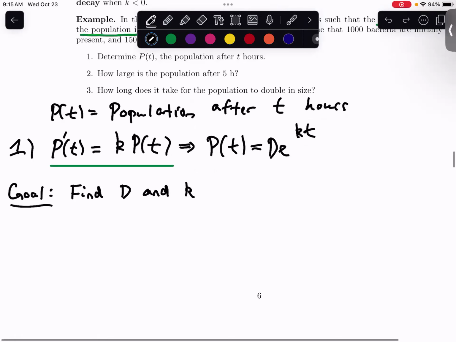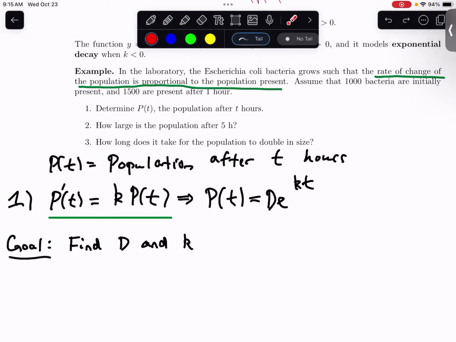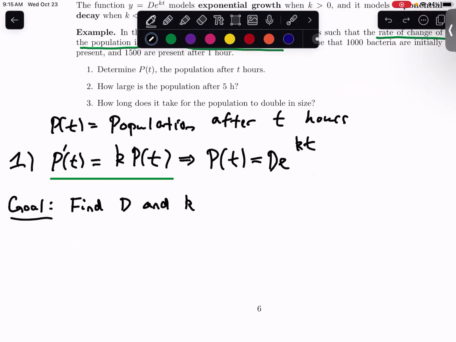Okay, and so if we want to find d, maybe you've seen this before in a previous math class, but d is really going to correspond to whatever your initial population is going to be. And I'll show why here. So in the beginning, we're told that we have 1,000 bacteria initially present. So this is telling you that the initial population is equal to 1,000. So what this means is that we have that 1,000 is equal to P evaluated at 0, right? This is the population after 0 hours, which is going to be equal to the initial population.